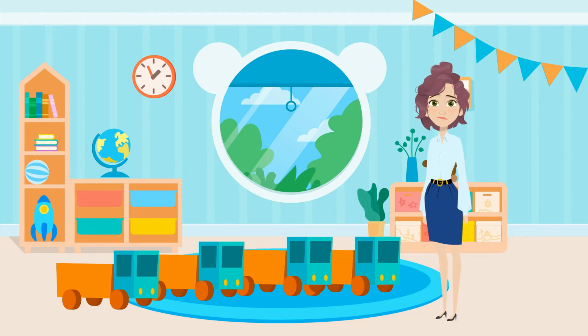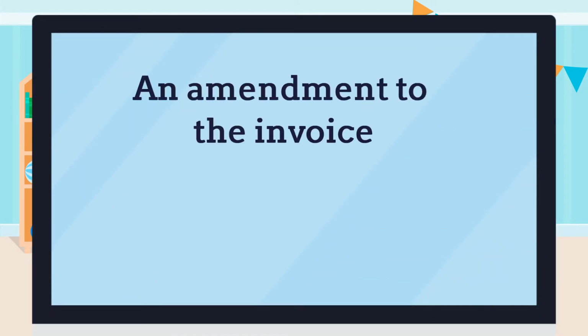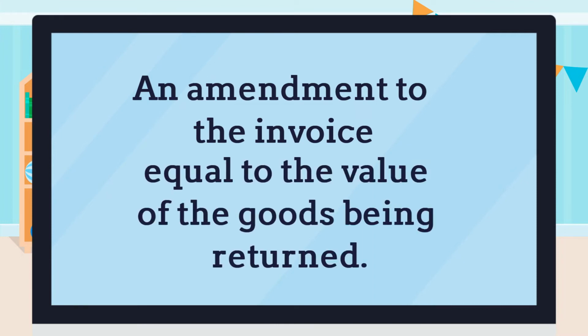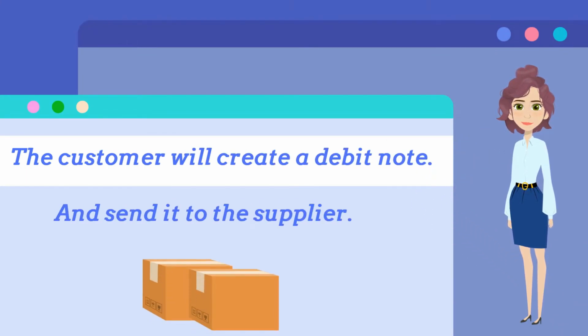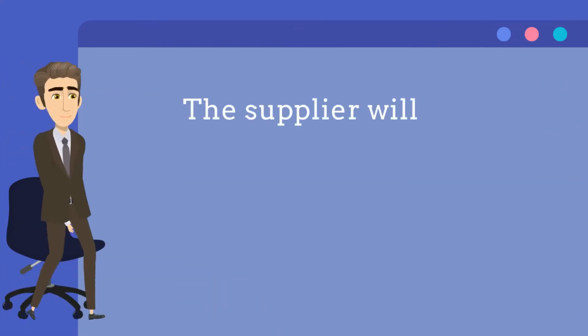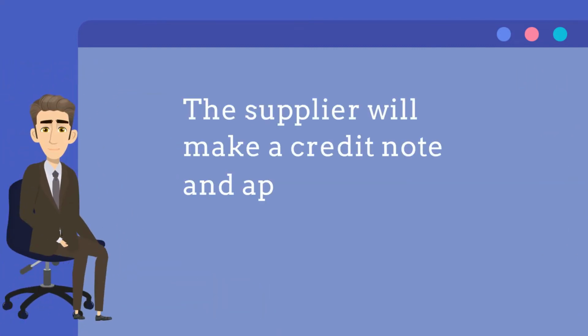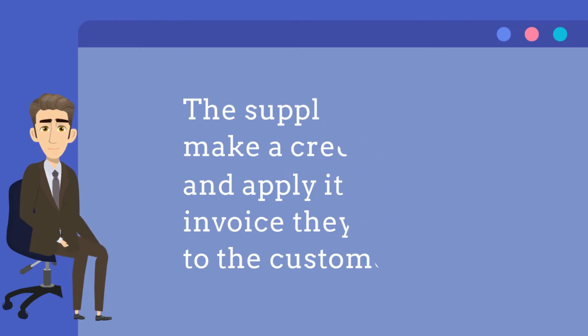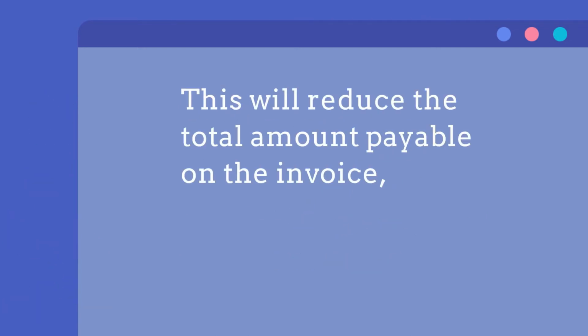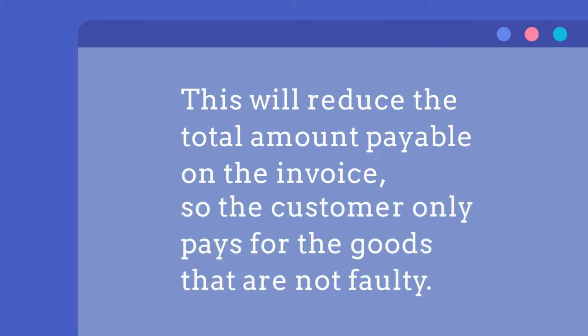Because some of the goods are being returned, the customer needs to request an amendment to the invoice equal to the value of the goods being returned. To do this, the customer will create a debit note on their accounting system and send it to the supplier. The supplier will then create a credit note in their accounting system and apply it to the invoice they're going to send to the customer. This will effectively reduce the total amount payable on the invoice, so the customer only pays for the goods that are not faulty.